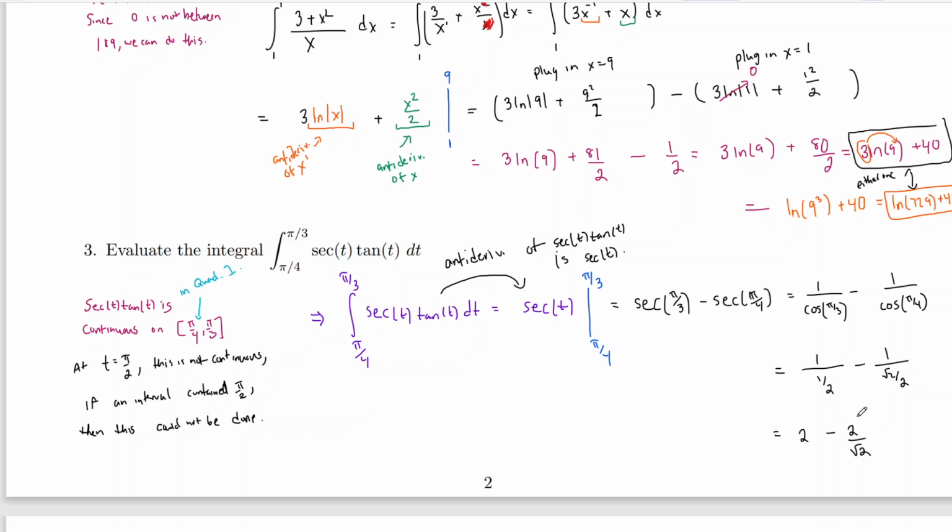Now you can just stop there. You don't need to rationalize when it comes to just numbers. So the square root of 2 being on the bottom is fine. And this is our answer. Okay.